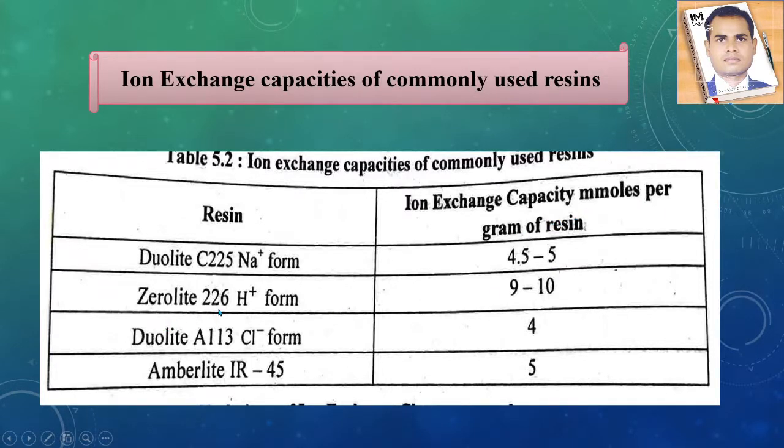And Zeolite 226 in H plus form has 9 to 10. This is the capacity. And Dowex A113 in Cl minus form has a capacity of 4, and Amberlite IR-45 has a capacity of 5. So this kind of capacity we should know when using resins.